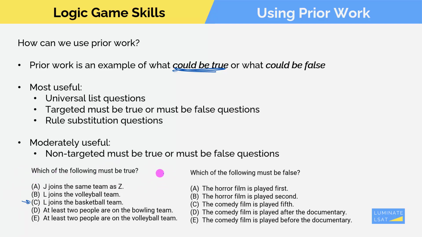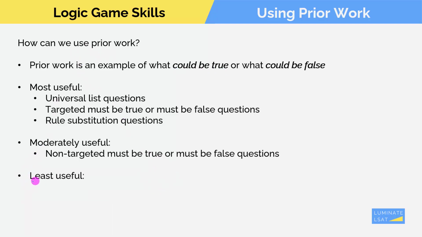Now let's talk about where using prior work is the least useful. And remember, I'm using the words least useful. That doesn't mean not useful at all. In this category, we have the could be true or could be false questions. Now, the reason I find prior work to be the least useful on this kind of question is that your prior work is only ever going to show what answer must be correct.